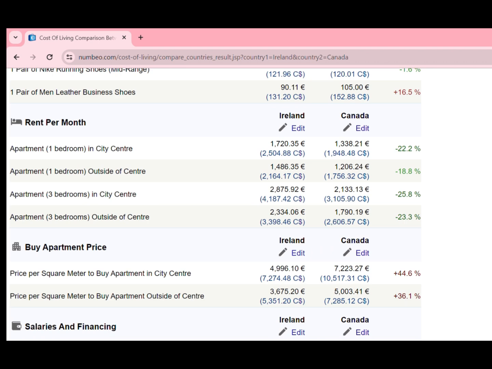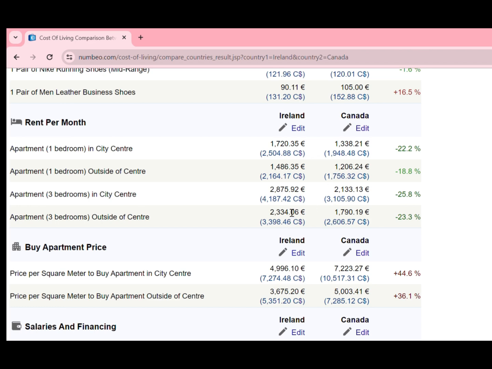Let's look at rent. So rent in Ireland is like 1720 for a one bedroom apartment, and in Canada 1338. So that is it for those in Europe. And then when it comes to Canadian dollars, you can see the difference. So rent in Canada is actually very good, very good.